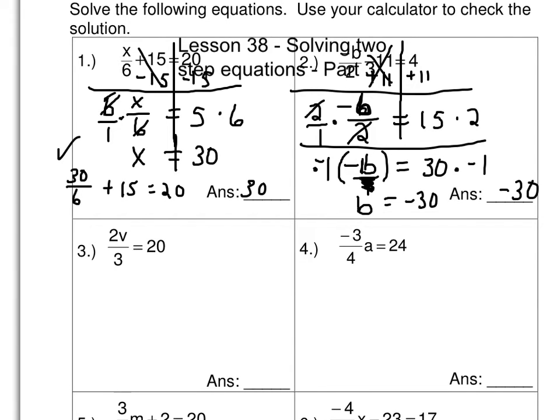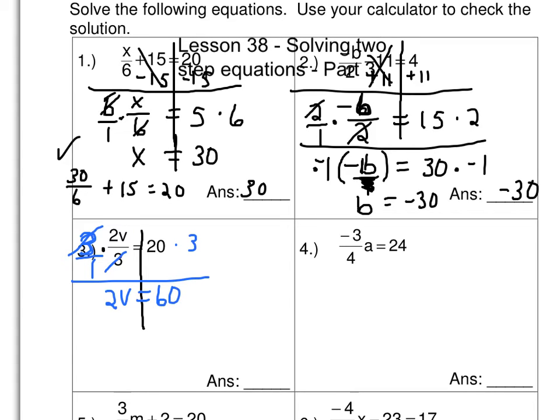So draw your line after you've written it down. Now I'm going to multiply everything by 3. So I multiply this side by 3 over 1. So when I multiply this side by 3, then I have to multiply that side by 3. Draw my line. The 3's cancel when you cross cancel, so then I'm left with 2v equals 60.